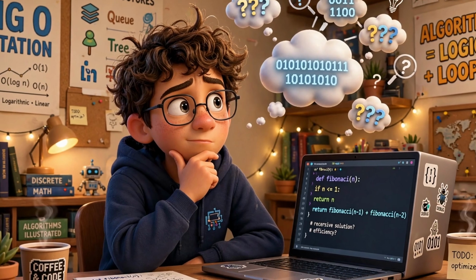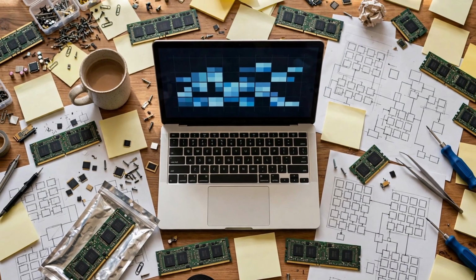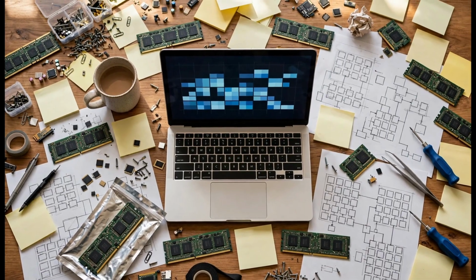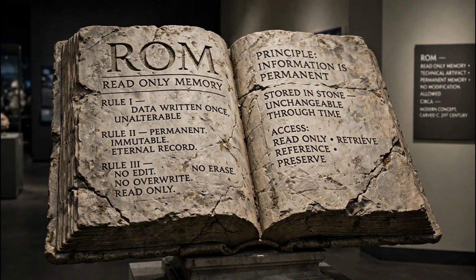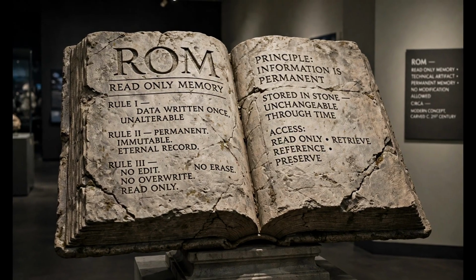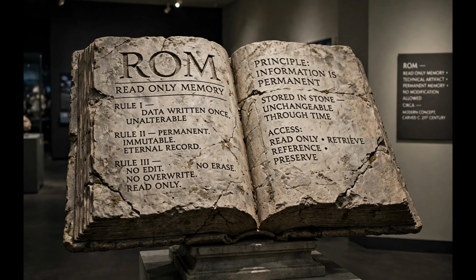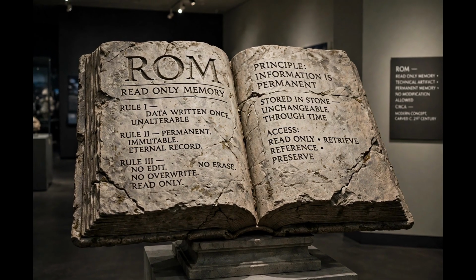Here's an easy way to remember the difference. Think of RAM as your desk. You spread out papers and tools while you're actively working, and at the end of the day, you clear it off completely. Now think of ROM as a rulebook carved in stone. It's always there, it rarely changes, and it tells you the basic steps to get started, no matter what.